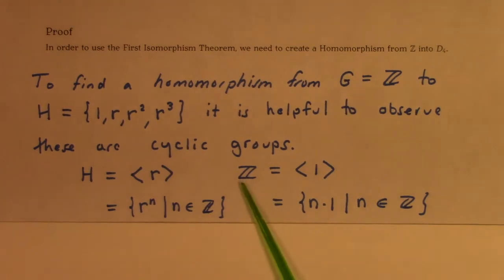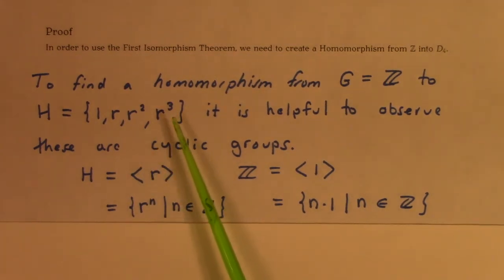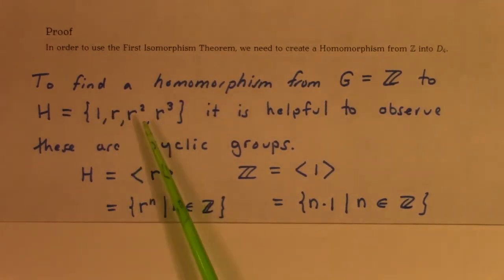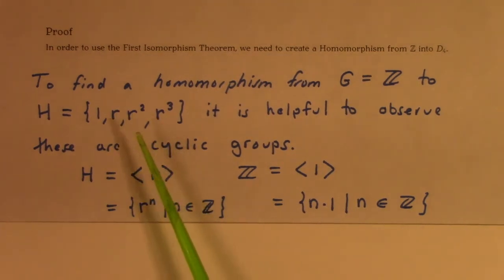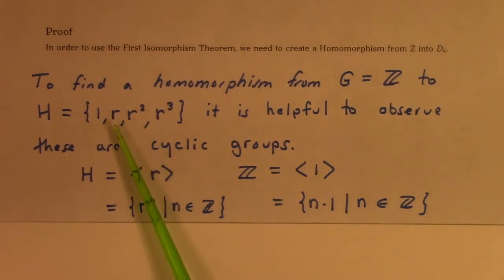On the other hand, the integers are generated by 1. I guess you have two choices, 1 or minus 1, but let's say 1. Just like over here, I have two choices for generators as well: I could use r, or I could use r cubed. Both r and r cubed are generators for H. 1 is not a generator, and r squared is not a generator because it has order 2. But there are two elements of order 4 in H, r or r cubed. So those are your choices. You really want to take the generator and map it to the generator.